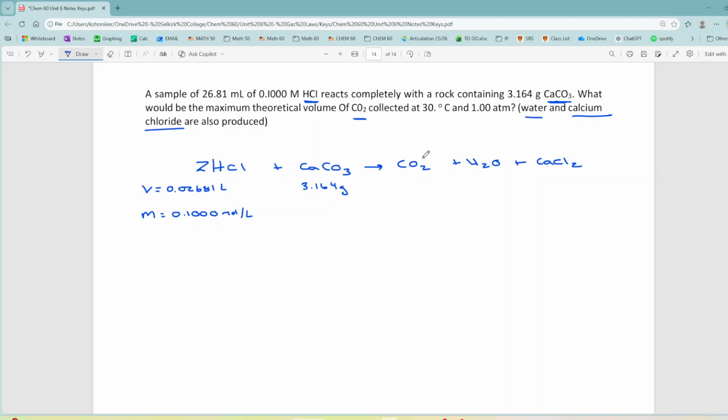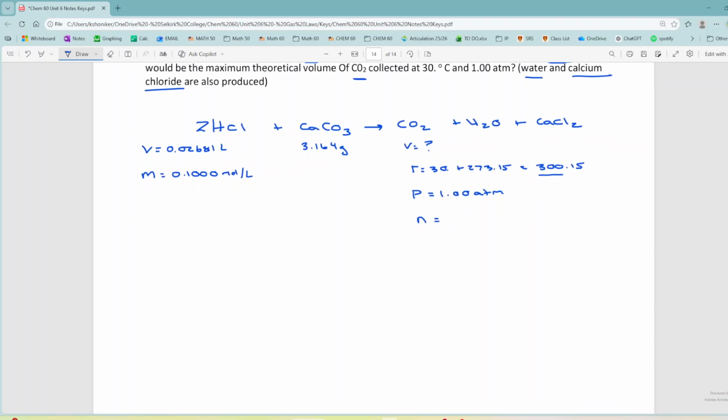And we want to know the volume of carbon dioxide produced at a temperature of 30 plus 273.15, so 300.15. They put the decimal place at the end of the 30, so this is going to be 3 sig figs, and a pressure of 1 atmosphere. You need to know 3 pieces of information to solve for the fourth. So we need to find the moles of carbon dioxide so that we can find the volume of carbon dioxide produced. How are we going to do that?